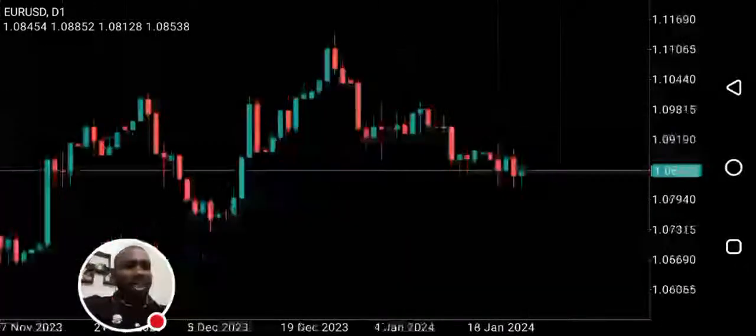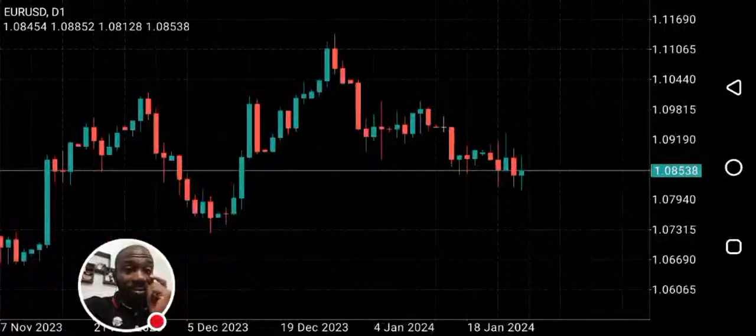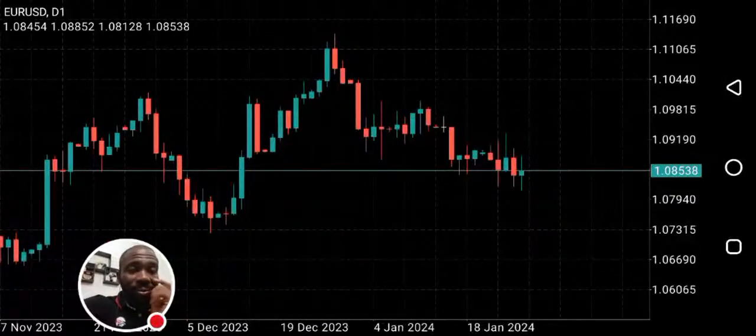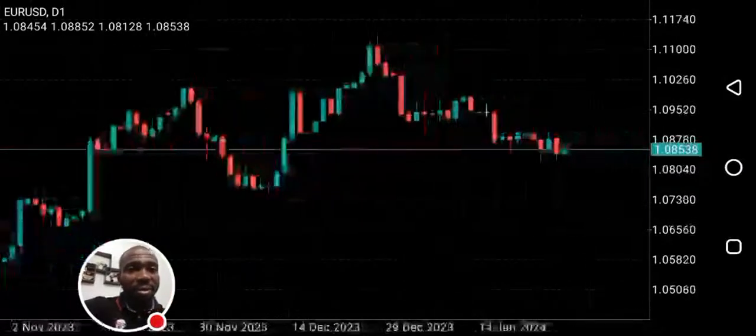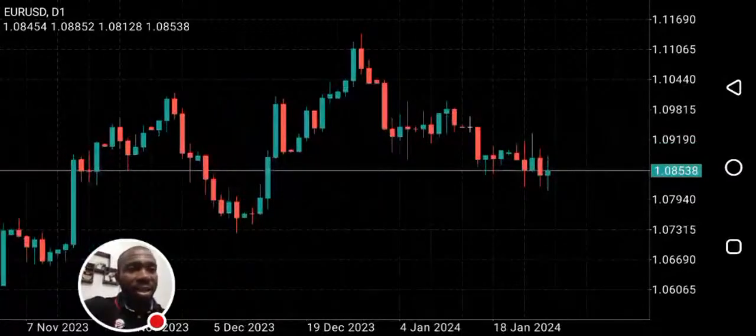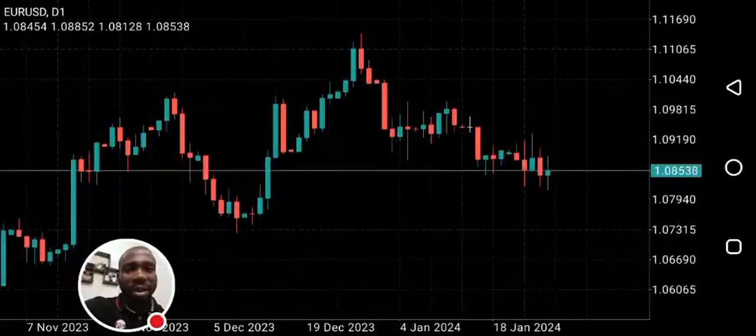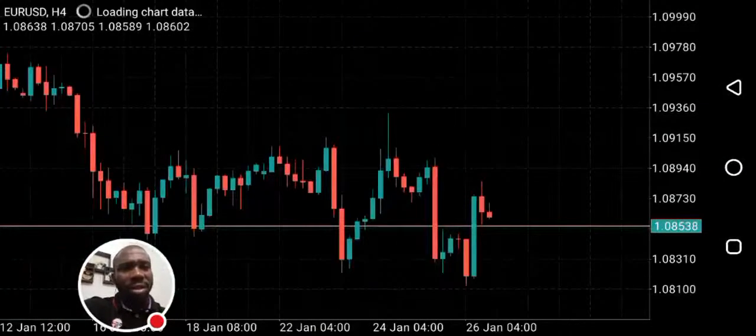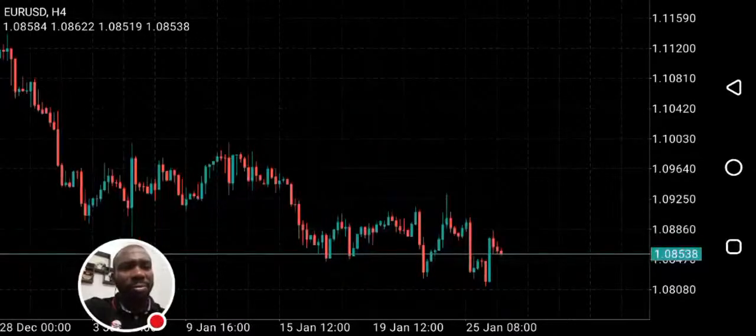So what do we have on this daily? I'm not seeing a clear direction on daily. Let's go to 4 hour. Let's see what we have on 4 hour.